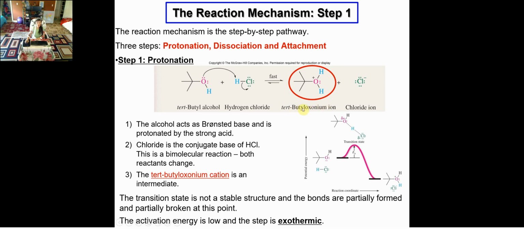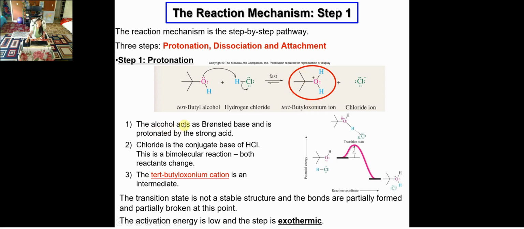t-butyloxonium. This oxonium will not be stable. It's a very unstable intermediate. In this first step, protonation, you essentially form a protonated alcohol.